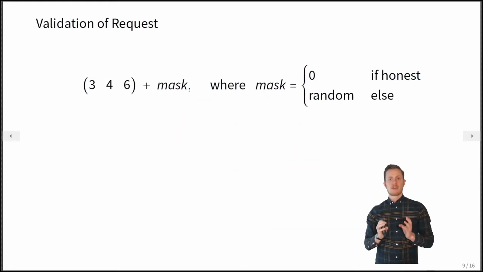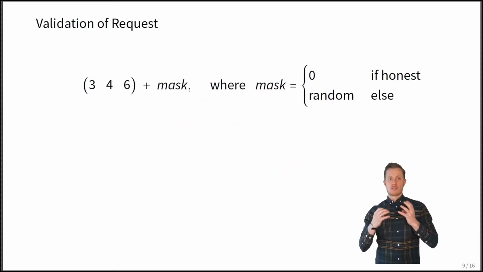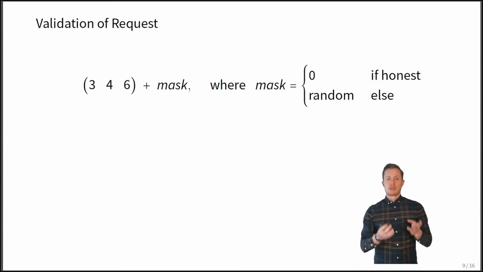Now let's have a look at the validation of the request. On a high level, we want to have that researchers that are malicious cannot get any information out of it. And it is not that easy to detect malicious researchers because they only send us an encrypted vector. So we have to look in this encrypted vector if the request was malicious or honest.